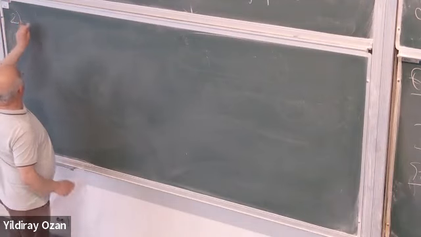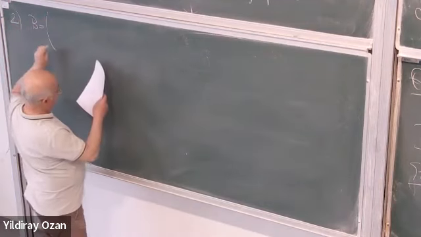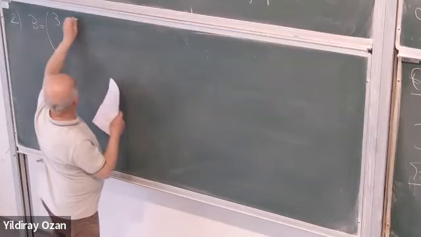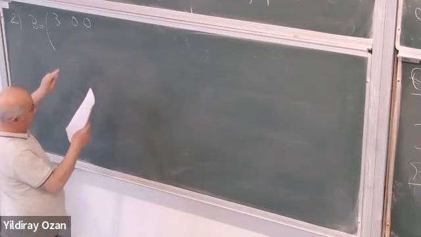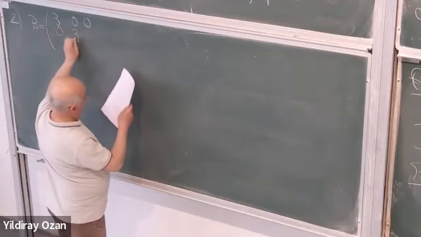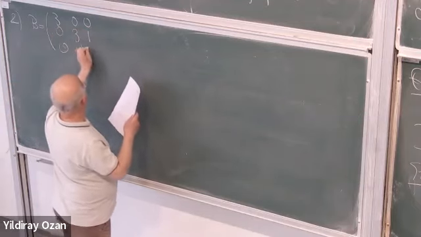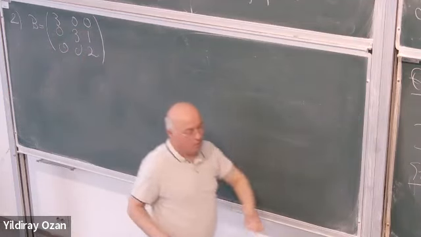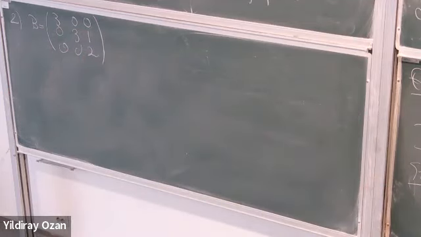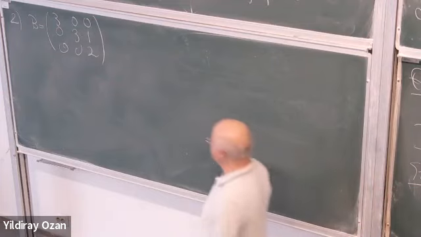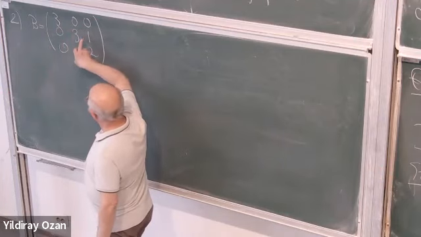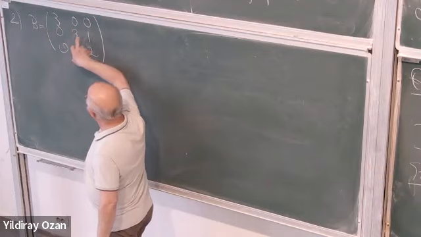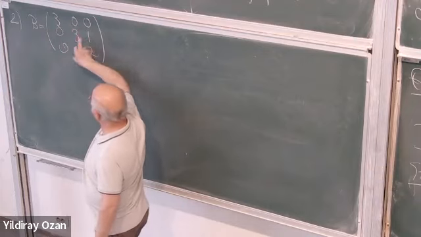So let's say B is this matrix 3, 0, 0. Birbirine bayağı benziyor değil mi? If you compare with A, it's almost the same. Instead of 1 here, we have something else here, right?